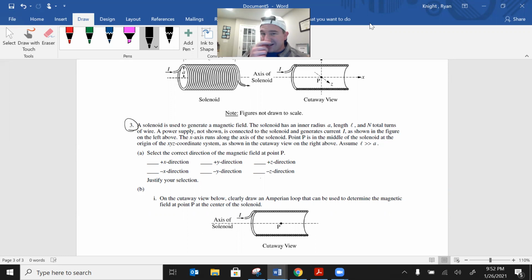So you can see the direction the current goes. It shows us in the little cutaway view around from the back and then over the top. Obviously, my thumb is pointing to the right in the positive X direction. So there is our answer, positive X direction.